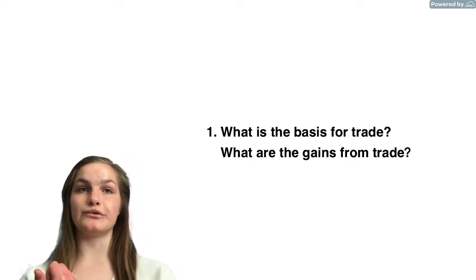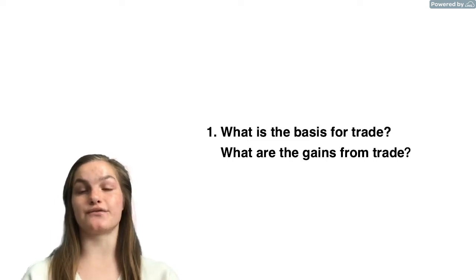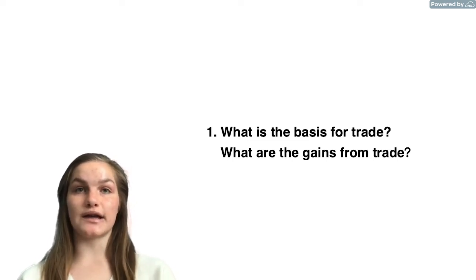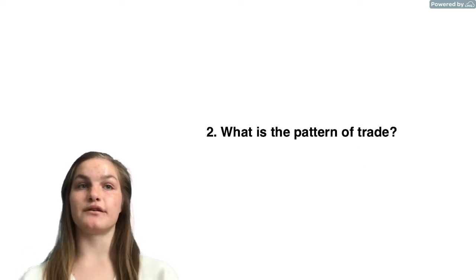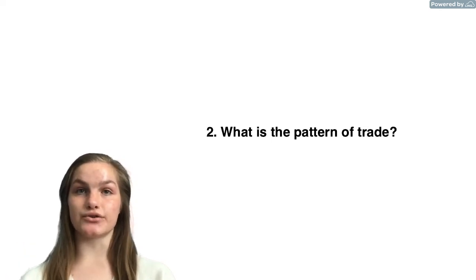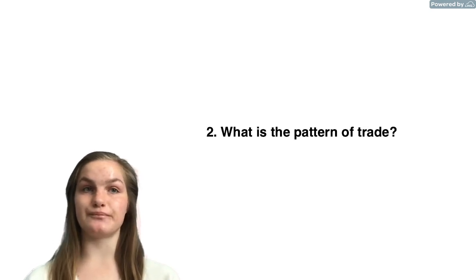The basic questions that we seek to answer in this chapter are: Number 1, what is the basis for trade and what are the gains from trade? Presumably, a nation will voluntarily engage in trade only if it benefits from trade. But how are gains from trade generated? How large are the gains and how are they divided among the trading nations? And number 2, what is the pattern of trade? That is, what commodities are traded and which commodities are exported and imported by each nation.